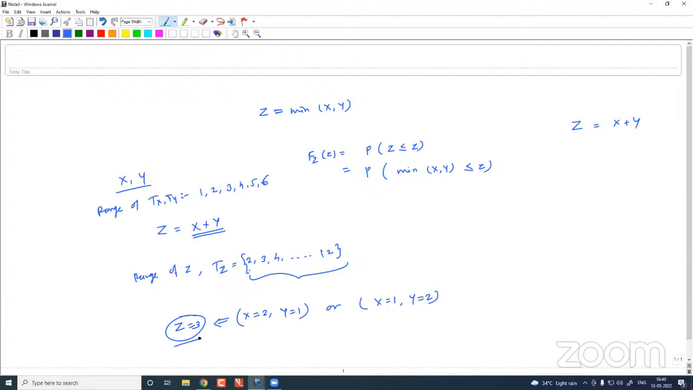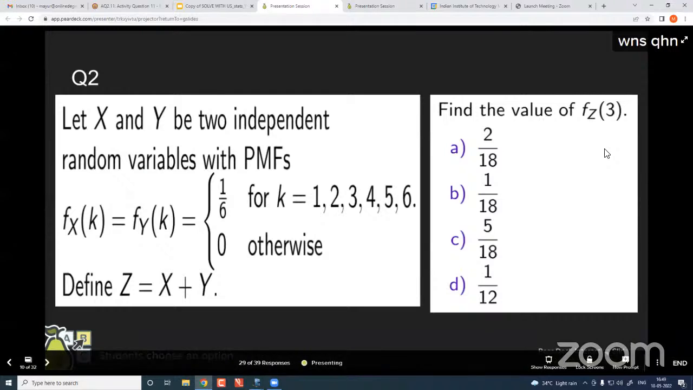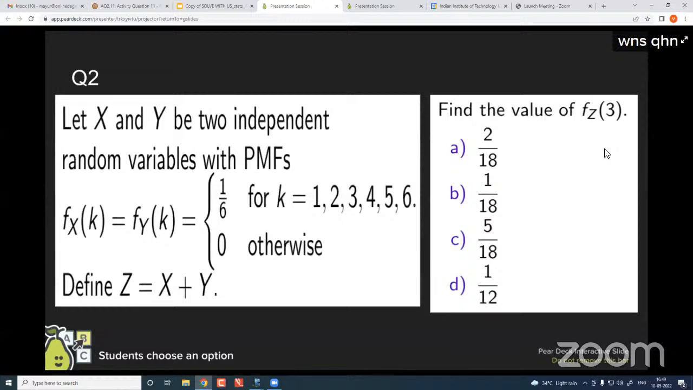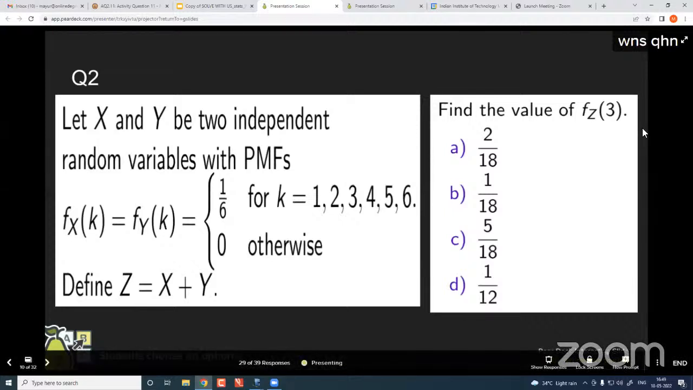But the question says that x and y are equal. So are we not supposed to take both as the same value? It's just that the range of both is the same, right? What does equal mean? The probability mass function is the same. PMF is the same, yeah. Got it. So now it is very easy to find Fz of 3. Only 2 cases are there, so you have to find the probability for only those 2.